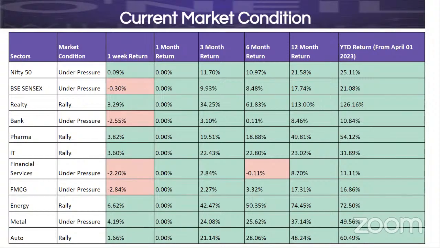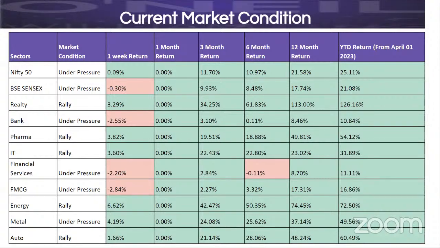Among that, Nifty has generated almost 12% return, and Sensex too. Realty was the biggest outperformer, followed by IT and Energy. Energy was the biggest performer with a 42% return in the last 3 months, then Realty, followed by Pharma. So in short, I can say in the last 3 months, 6 months, 12-month time frame, all the indices have generated positive return. But currently, if you see the Nifty 50 and Sensex benchmark indices, they are trending under pressure.